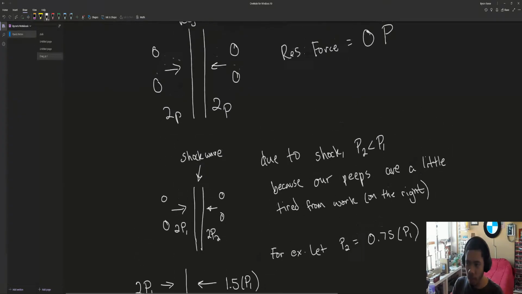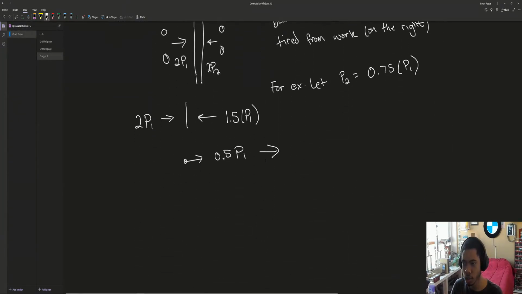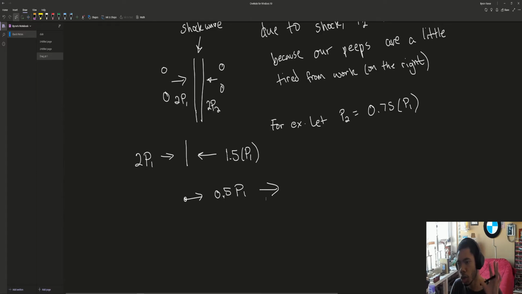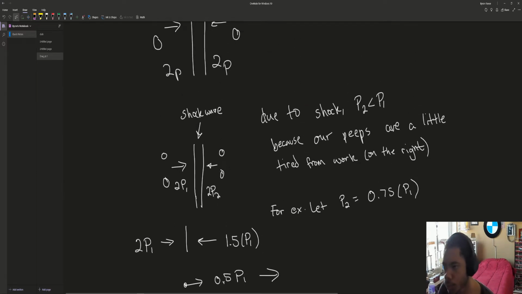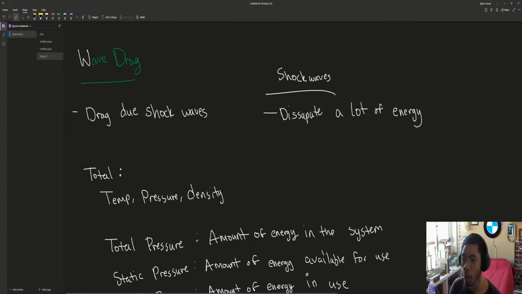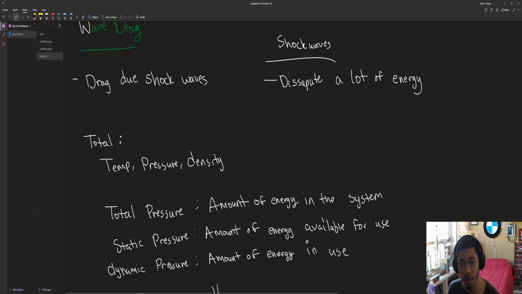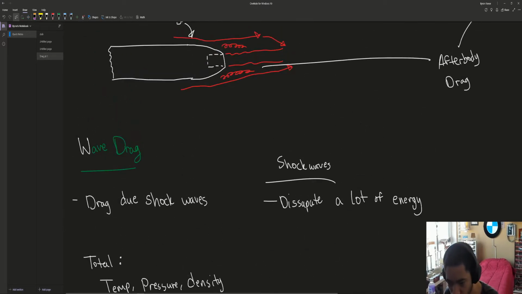So as you can see here, that shockwave dissipating this energy is going to mean that the pressure is going to cause drag. So that's wave drag due to dissipation of energy. The next thing we want to talk about is perturbations.